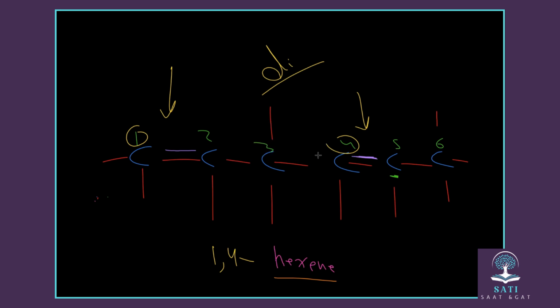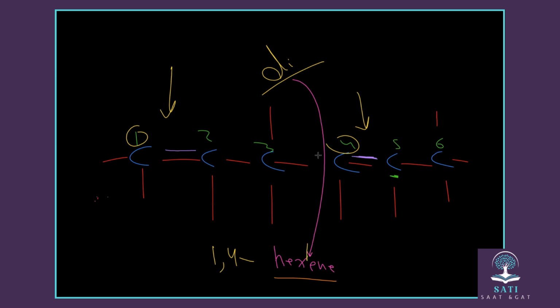So where to put now the di? We have to add the prefix di, but where to put it? To put the di, you need to remember that we put it exactly between the E and A. Before the A and A. So that means what will be the name now? It will be 1,4-hexa.